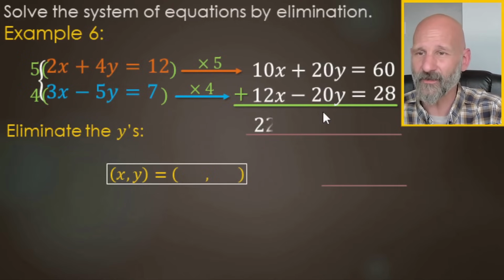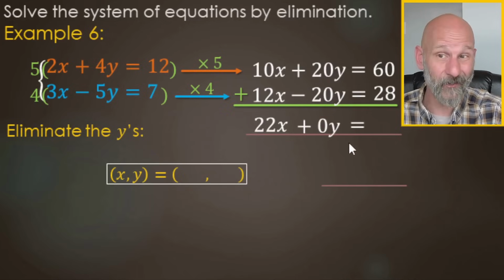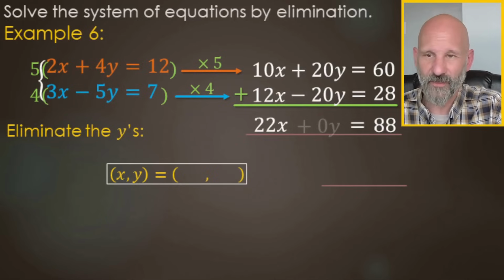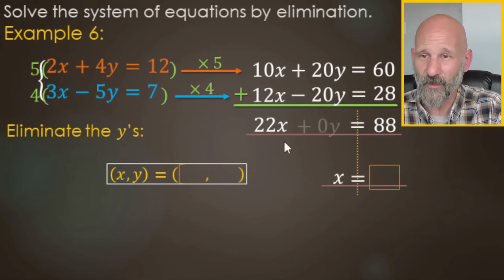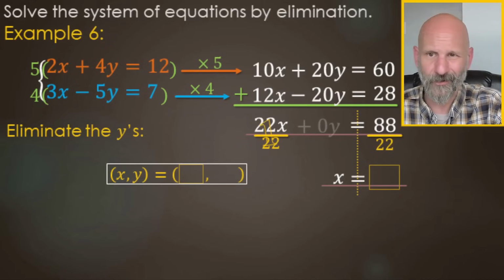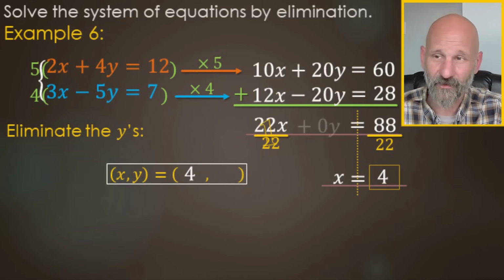Now we're ready to add straight down. We got 10x plus 12x equals 22x. 20y minus 20y, 0y, eliminated. 60 plus 28 makes 88. So the y's are eliminated, so just ignore them. Solve for x, which means we're going to divide both sides by 22 in order to get the x by itself. So we got 1x equals 88 divided by 22. 8 divided by 2 is kind of the same thing, right? Either way, we end up with 4. So the x is 4.